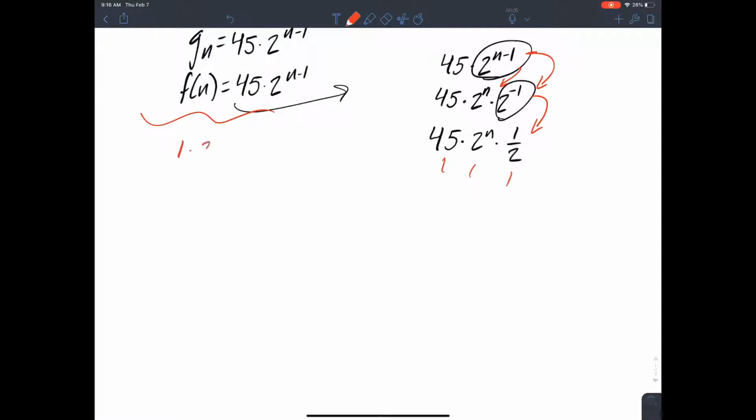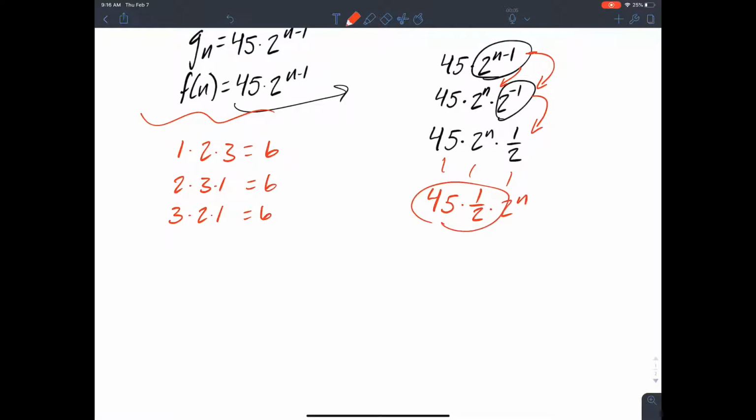An example is 1 times 2 times 3 is 6, just like 2 times 3 times 1 is 6, just like 3 times 2 times 1 is 6. You can move them around. That's the commutative property, so order doesn't matter in terms of multiplication. So let's rearrange some of these: 45 times 1/2 times 2 to the n, so that I can combine those two right there.